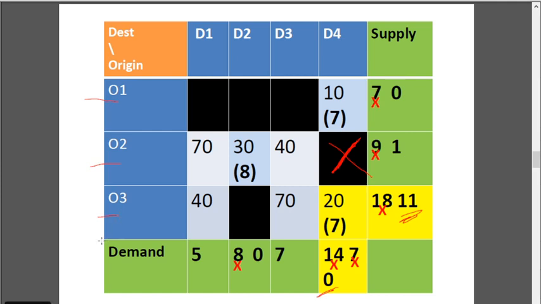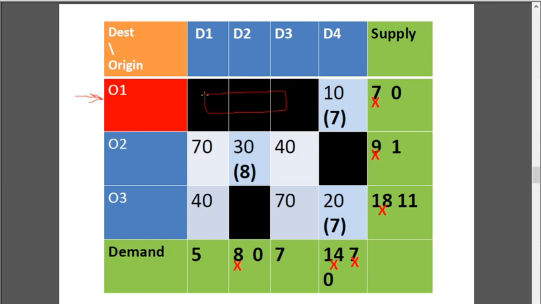Next, again keep on repeating this from the beginning. That is, again go back to row 1, that is origin 1. So I will come back to origin 1. But now in origin 1, these cells have been deleted, no need to process them, and this cell has already been processed. So there are no cells remaining to process here. Therefore, I have marked this in red color. Since there are no more cells to process in this row, no need to worry.